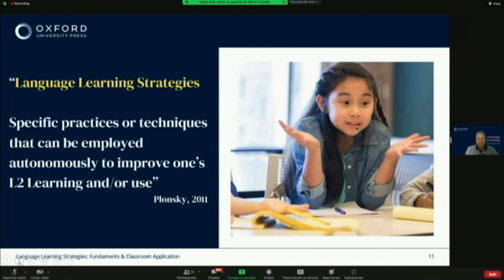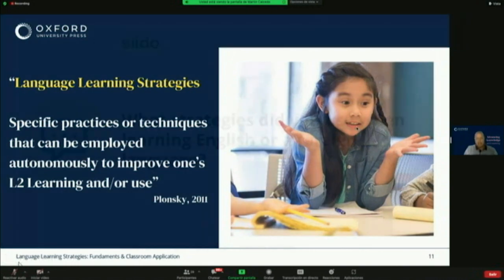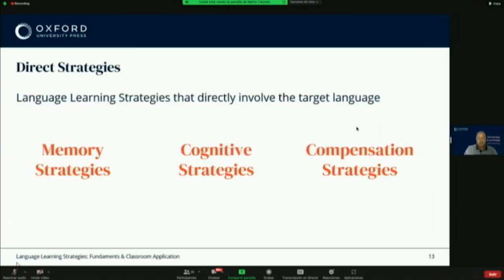Okay. I have another little quick poll that we can share, but I'm just going to skip it because maybe not all of us have access to the website. So I'm just going to skip it and let's go straight into talking about the strategies.